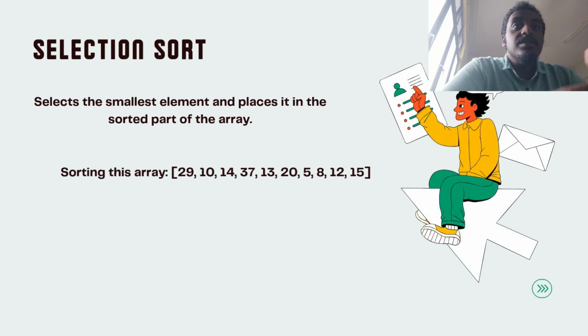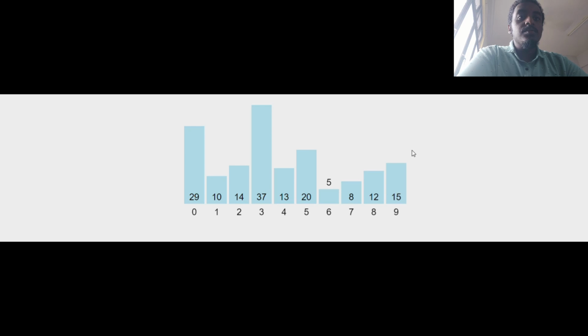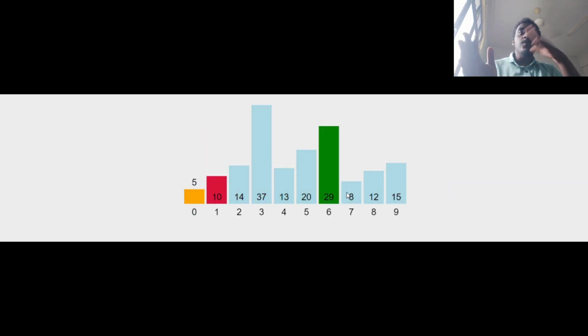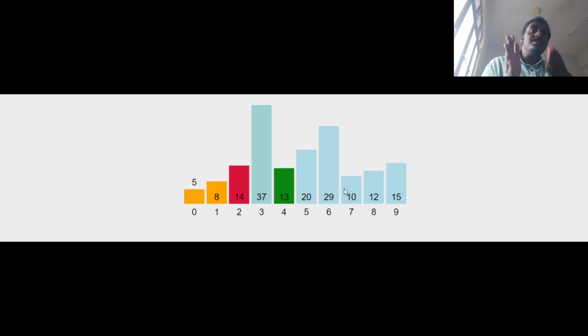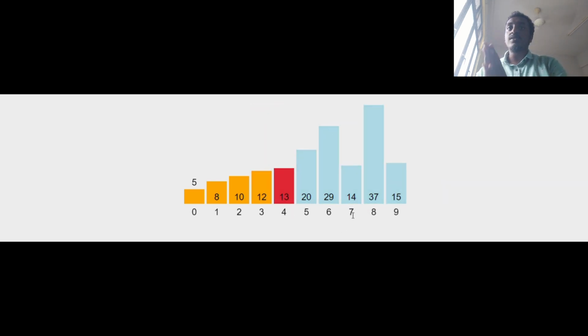Selection sort picks the smallest element and places it in the sorted section. Here's how selection sort works. First, the algorithm scans the array to find the smallest element. It swaps this element with the first position in the unsorted part of the array. Then it moves to the next unsorted element and repeats the process. Notice how the sorted section grows one element at a time as the smallest values are placed in order.